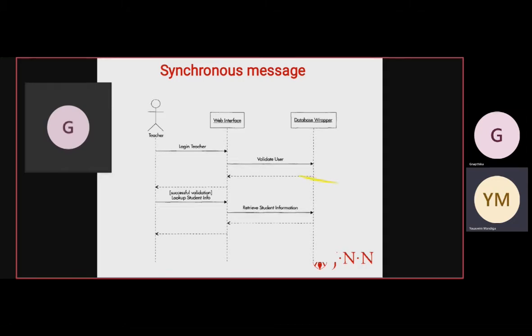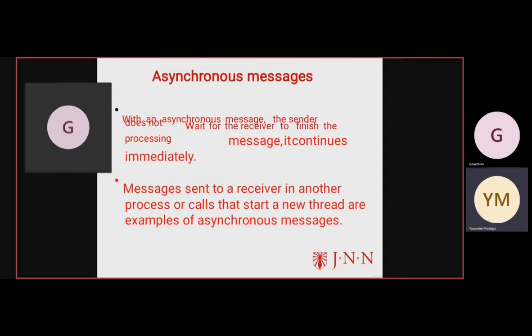And coming to what is asynchronous? With an asynchronous message, the sender does not wait for the receiver to finish processing the message. It continues immediately. The message is sent to the receiver in another process or starts a new thread. We call this an asynchronous message. We have an example for the asynchronous message now. An open arrowhead is used to indicate that the message is sent asynchronously.